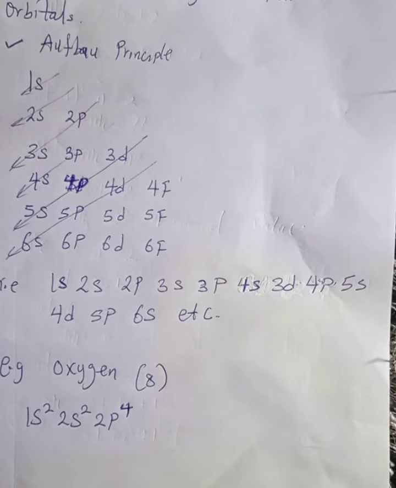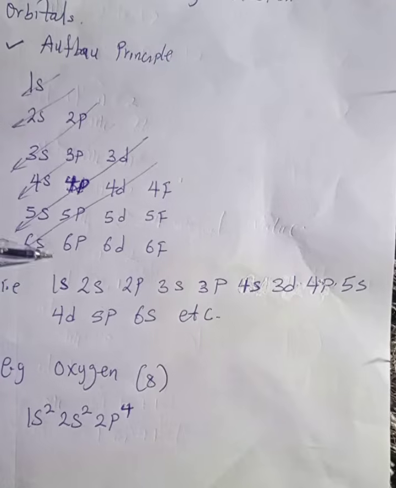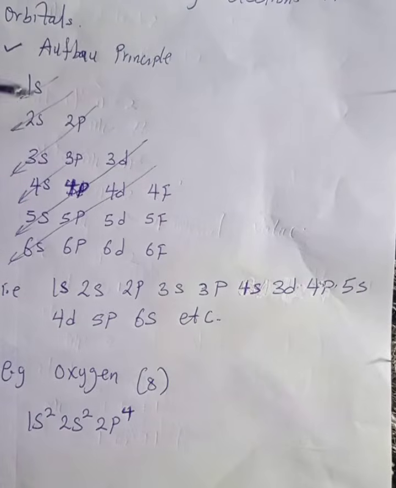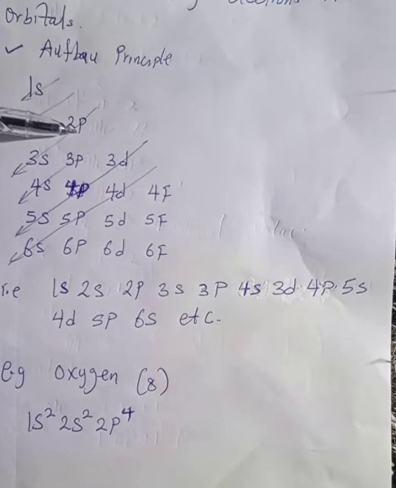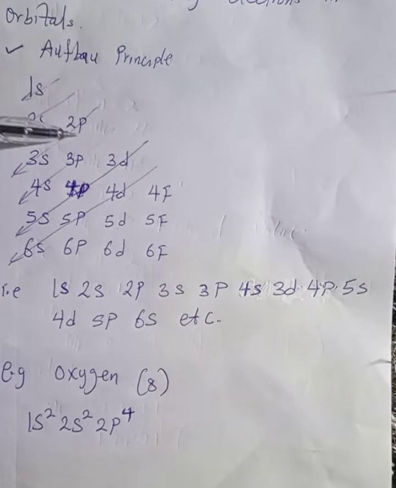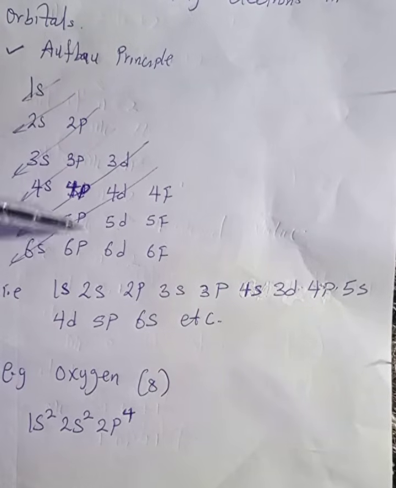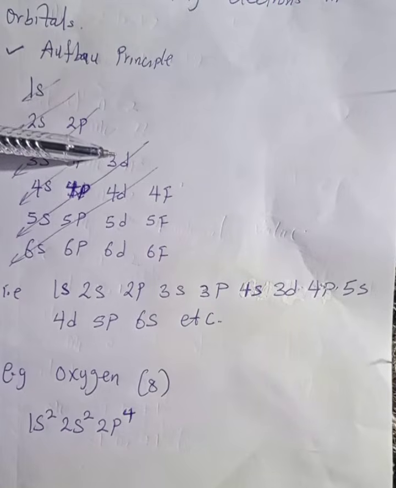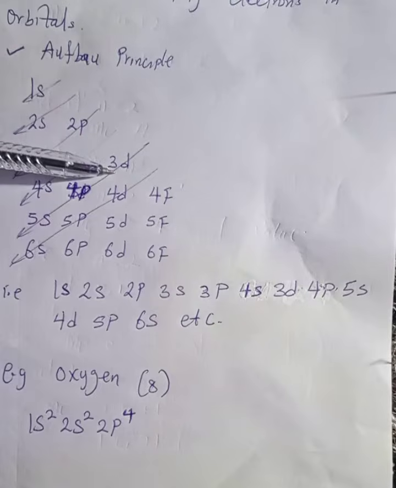Now, this principle can best be explained by this arrangement of our orbitals. We have 1s, 2s, 3s, 4s, 5s, 6s. Then p starts from 2. P does not start from 1. So we have 2p, 3p, 4p, 5p, 6p, and so on. We have 3d, so d starts from 3.